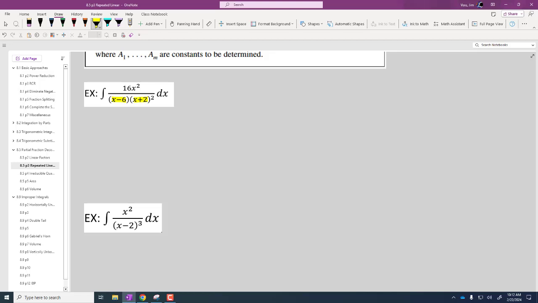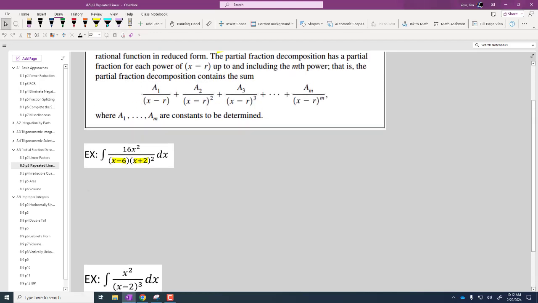So with repeated factors, our strategy is that for each repeated factor, we need to have a partial fraction for every power. So if we have x minus r to the 3, we'd have to have an x minus r fraction, an x minus r squared fraction, and an x minus r cubed fraction. So we're going to have a partial fraction for each power of a repeated 0.